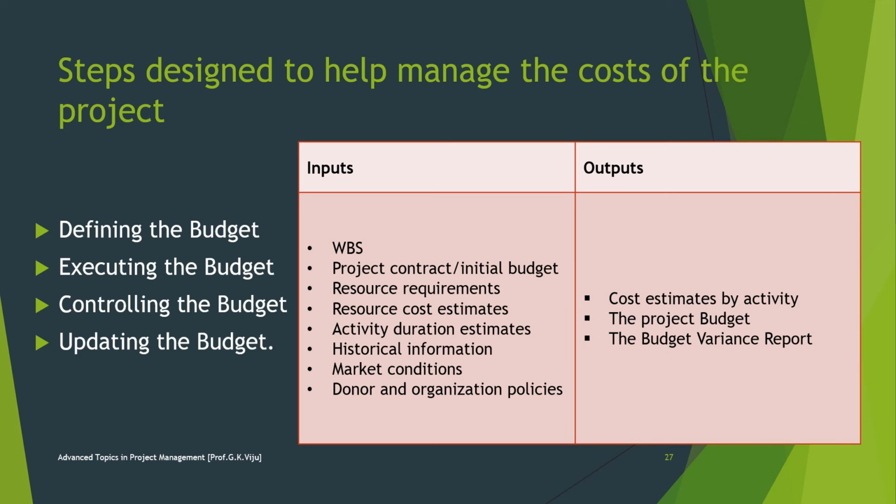Steps designed to help manage the cost of the project: defining the budget, executing the budget, controlling the budget, and updating the budget. The inputs are work breakdown structure, project contracts, resource requirements, resource cost estimates, activity duration estimates, historical information, market conditions, and donor and organizational policies. The outputs are cost estimates by activity, the project budget, and the budget variance report.